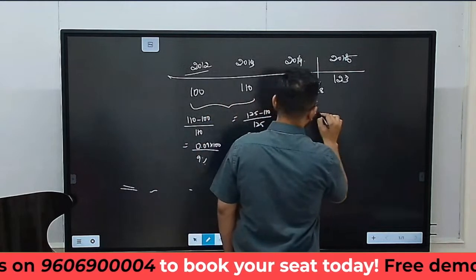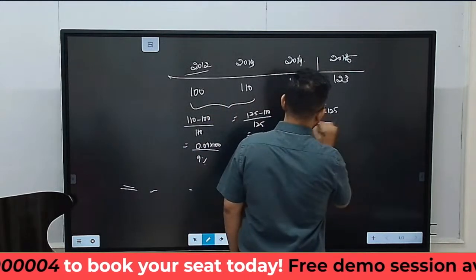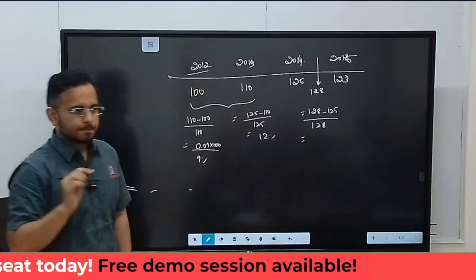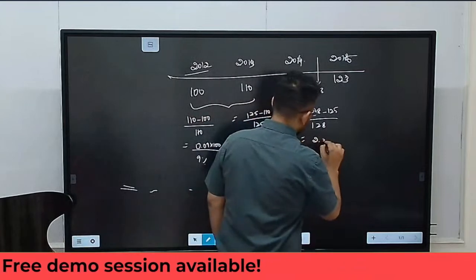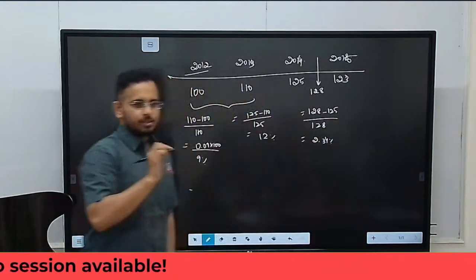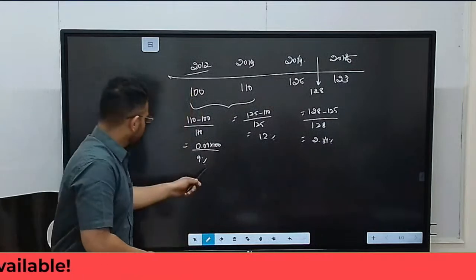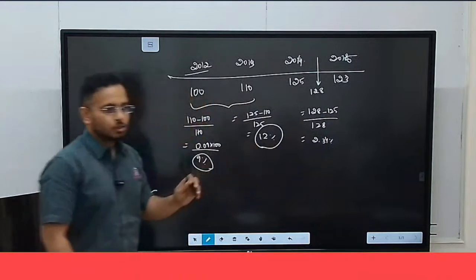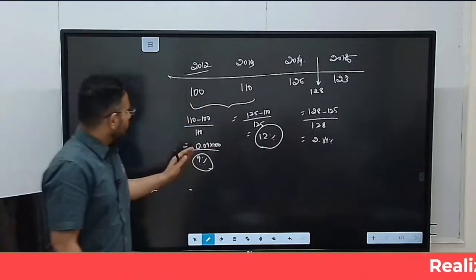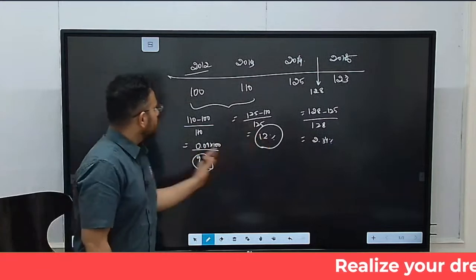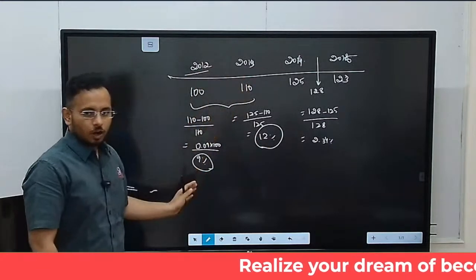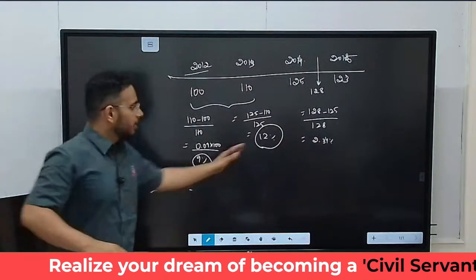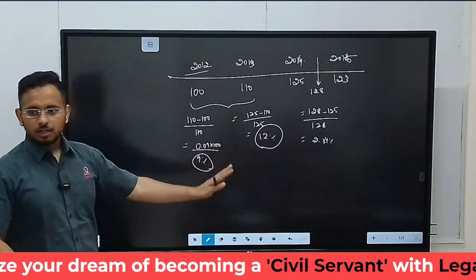Okay, 128 minus 125 by 128. What is it? 2.34%. Now look at these three numbers. In 2012, the growth is 9%. In 2013, it increased to 12%. What can we say? From 9% to 12%, from 2012 to 2013, the Indian economy expanded. The growth rate increased. Did the growth rate increase or not?